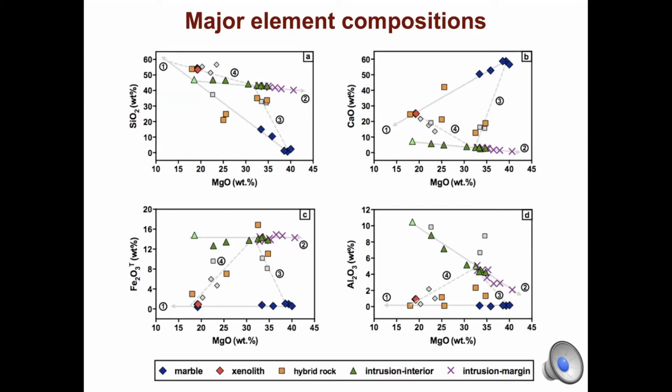There are 4 trends here. There is one trend starting from the parental magma to intrusive rocks, indicating the process of fractional crystallization. The other 3 trends are the one following the trajectory of the marble, the one between the composition of marble and intrusive rocks, and the last one between the end of marble trajectory and intrusive rocks.